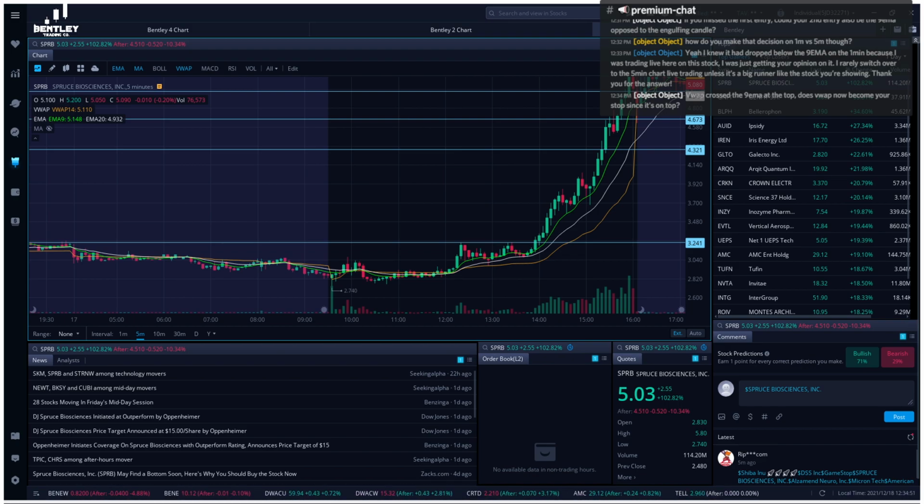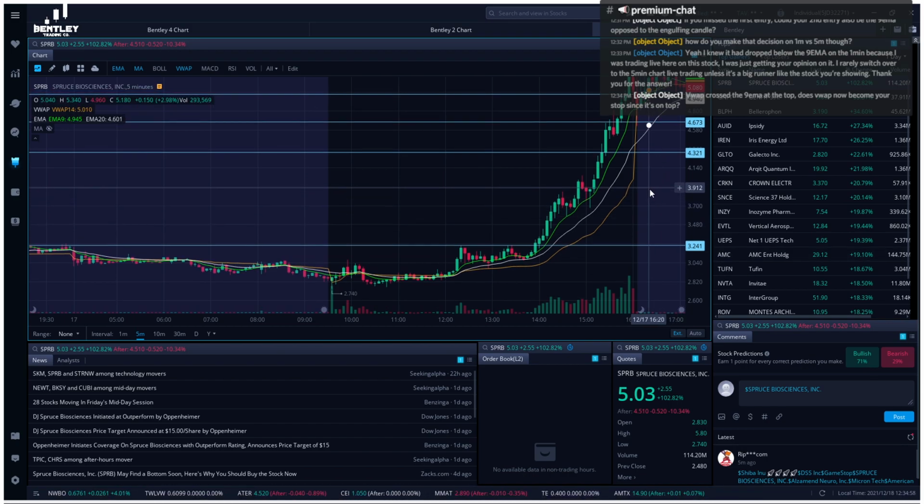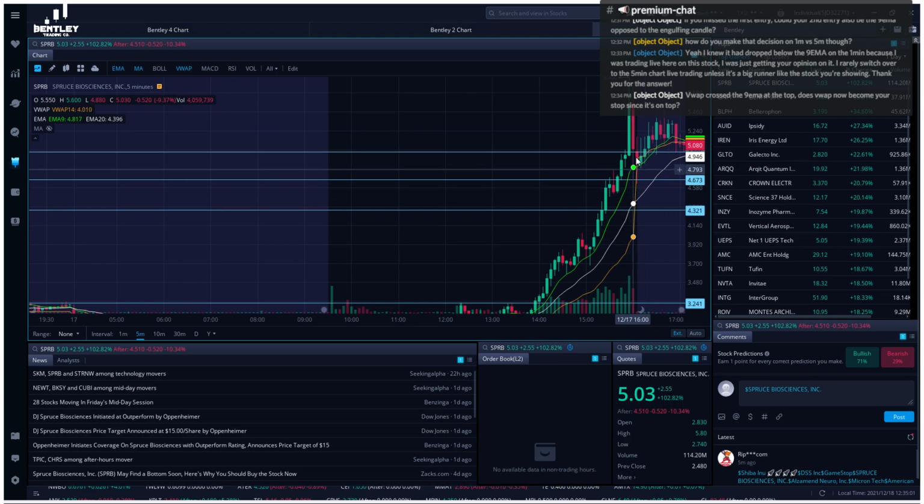VWAP across the 9 EMA at the top. Does VWAP now become your stop? No, the 9 EMA is always your stop loss. The 9 EMA will always be that stop.